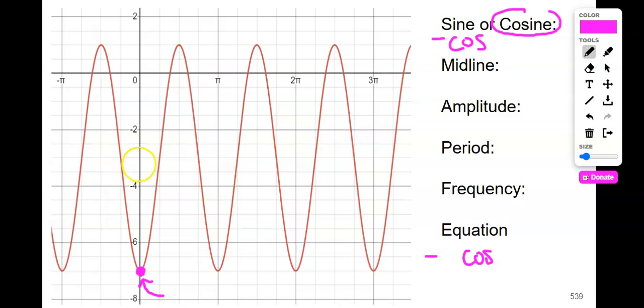What's the midline? I know it might be tough to see from your seat. I think the middle goes right through here.